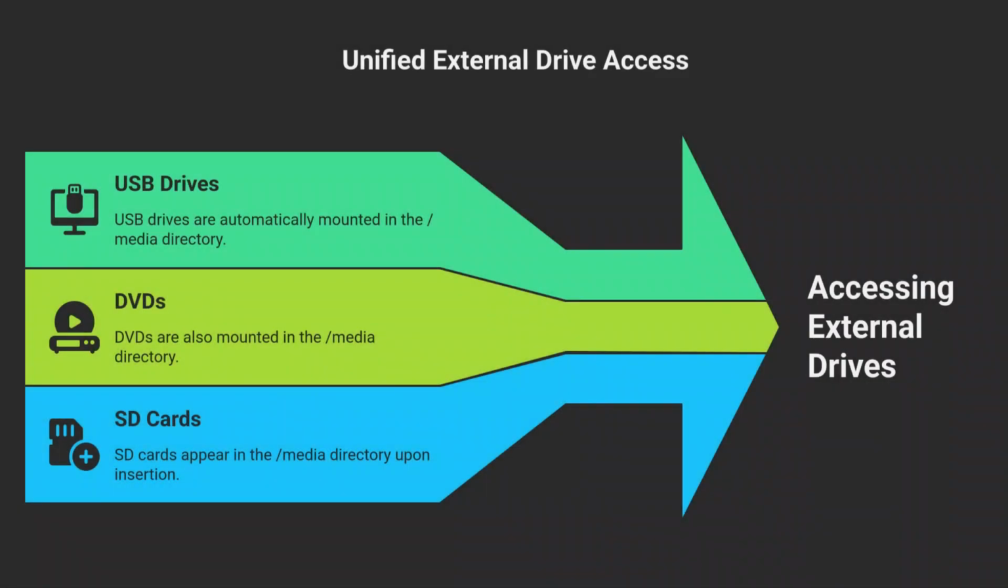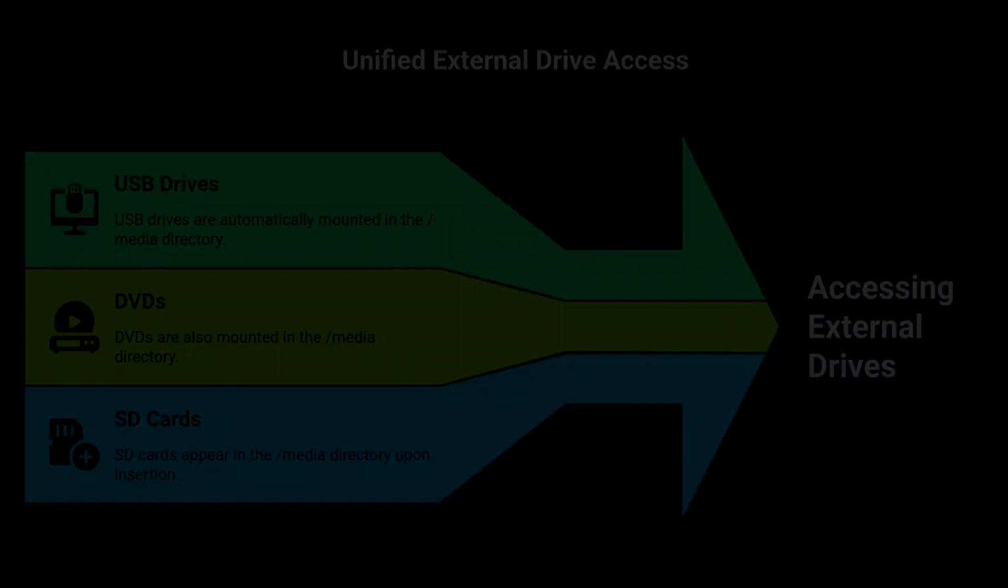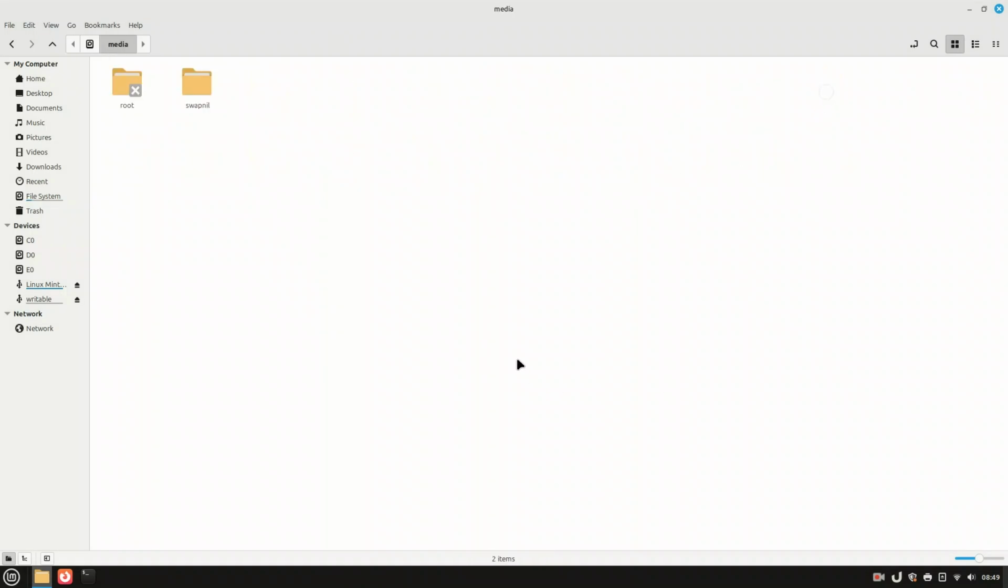/media, removable media. /media is where Linux mounts USB drives and CDs automatically. When you plug in a pen drive, check here, you'll find it inside. Each device is mounted in a separate folder named after it.